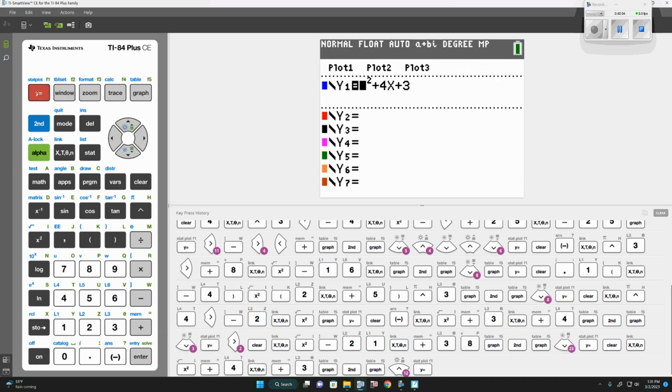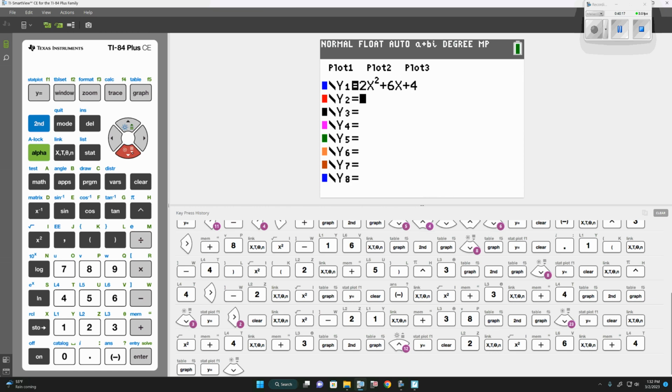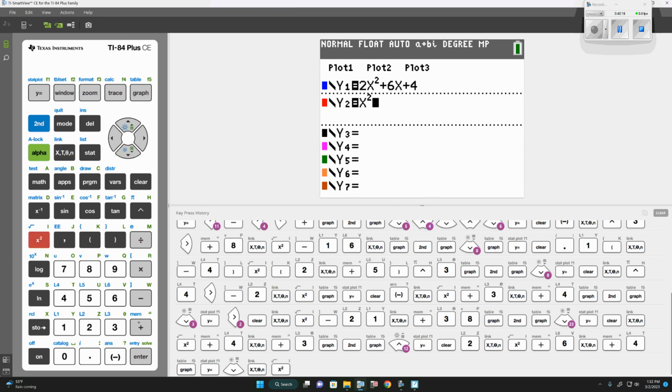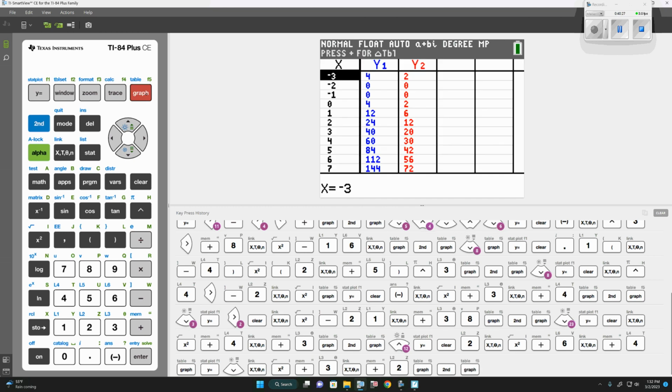because we had 2x squared plus 6x plus 4, yes? And it crosses at negative 1 and negative 2. Also, if we'd have done x squared plus 3x plus 2, it crosses at the exact same spots. Everything else is different, but it does give us the same solutions.